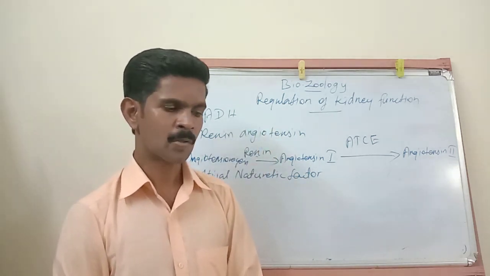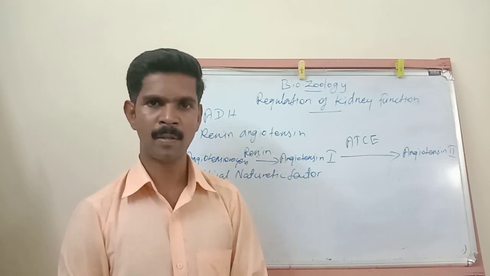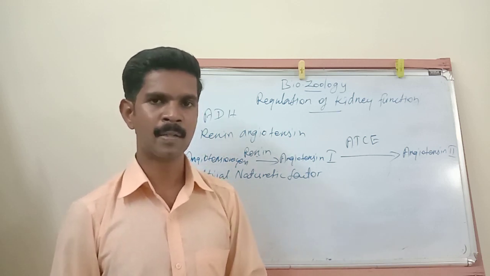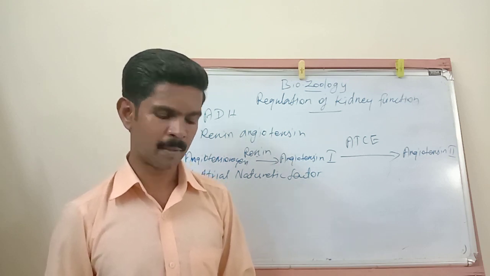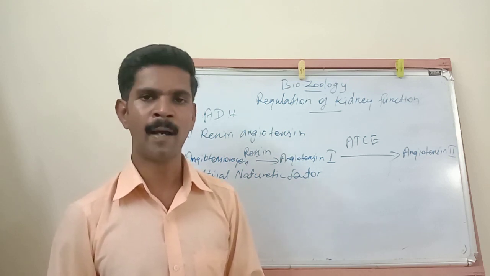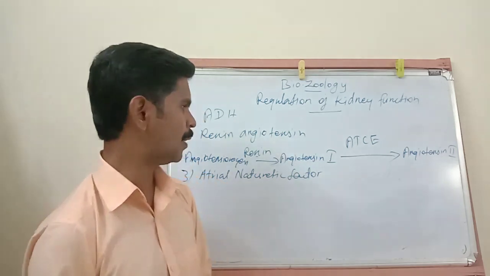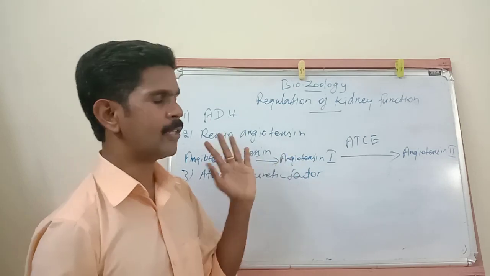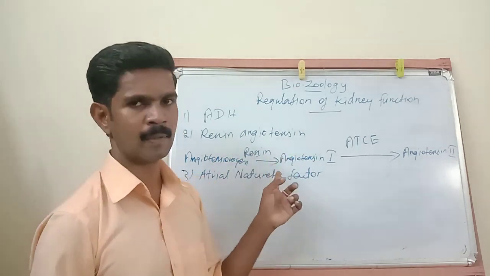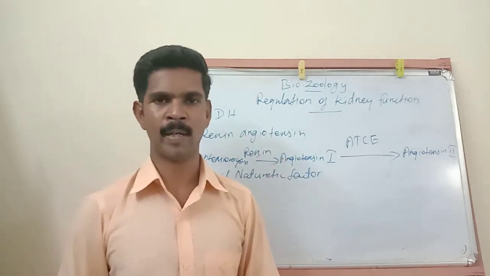Understand, my dear students? I hope you have understood today's topic. This topic is very important for the 5-mark question. The formation of concentrated urine is one of the important 5-mark questions. Many one mark questions are also there. For example, which enzyme converts angiotensinogen into angiotensin 1? Renin. Like that, many one mark questions are there.